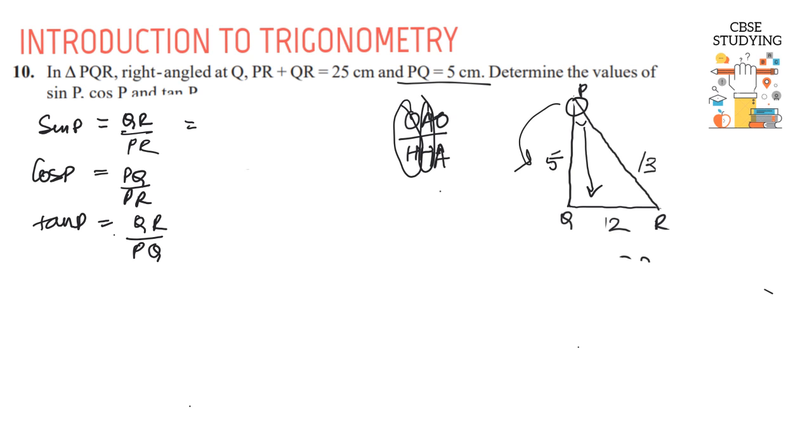What is the measurement of QR? Sine P is 12 by 13. Cos P will be equal to 5 by 13 and tan P will be equal to 12 by 5, and that completes our exercise. The last question is just true and false.